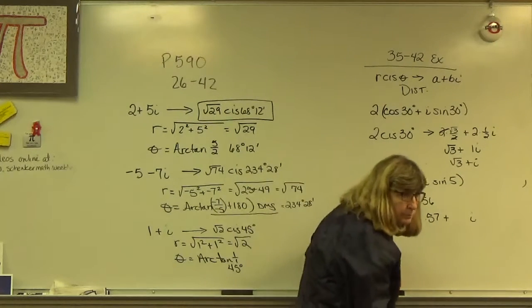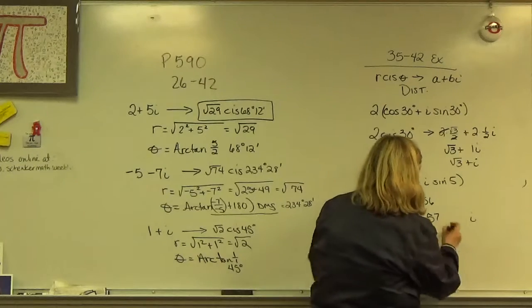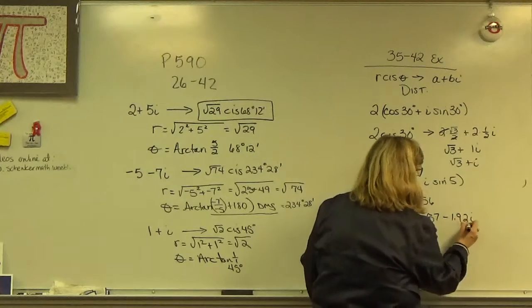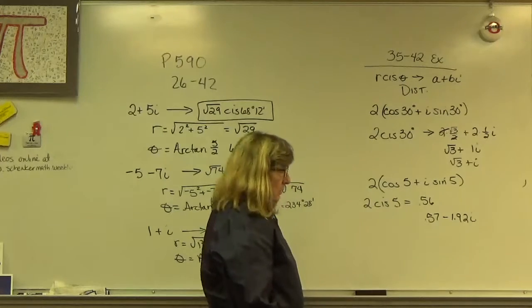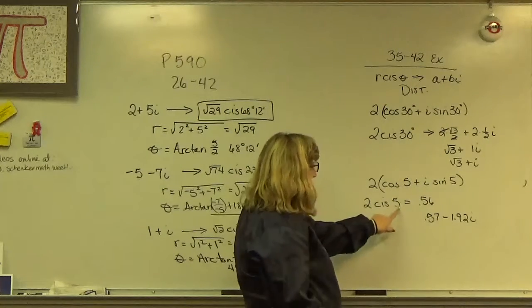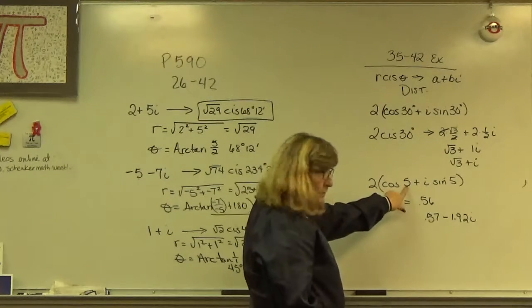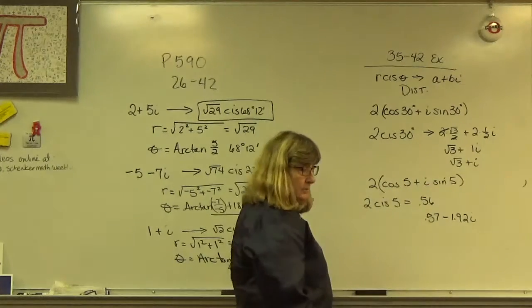Negative what? Negative 1.9, maybe 1.92. Negative 1.92. So for the second part, we did 2 times what? Sine. That's right. The cosine we did first, then you do the sine.